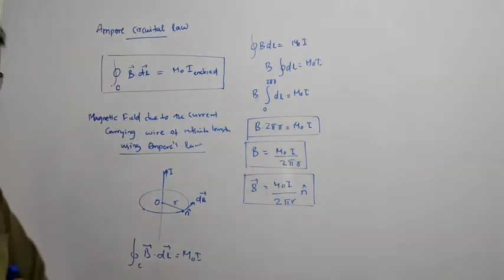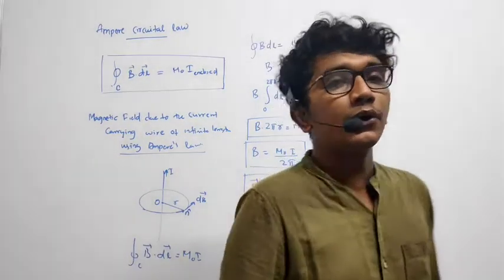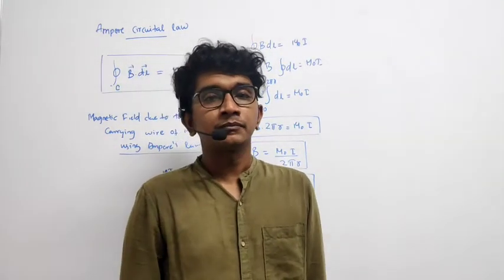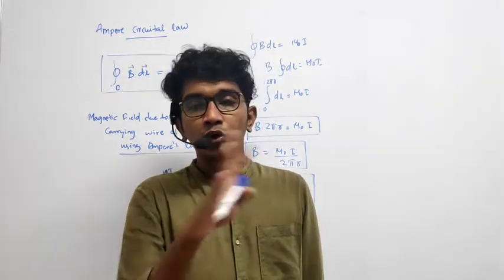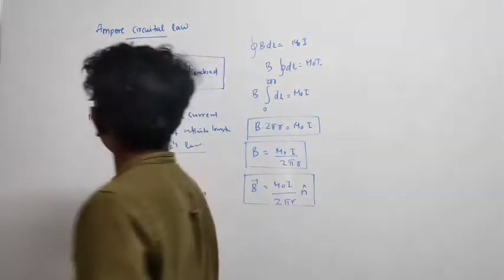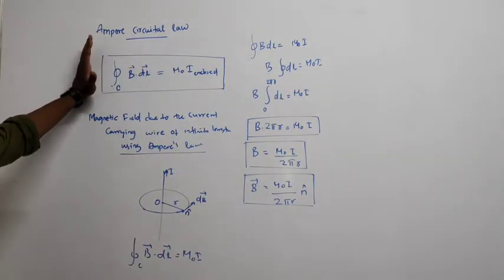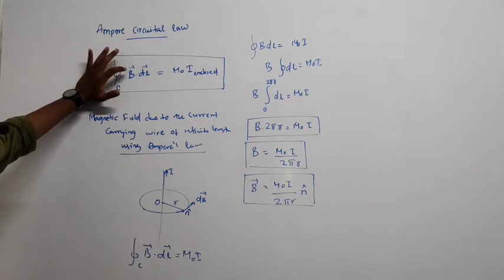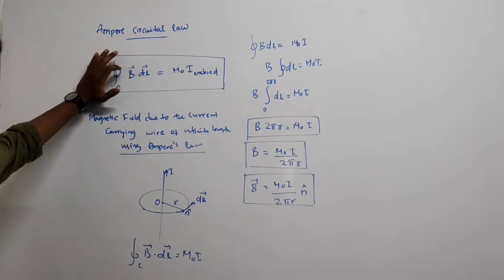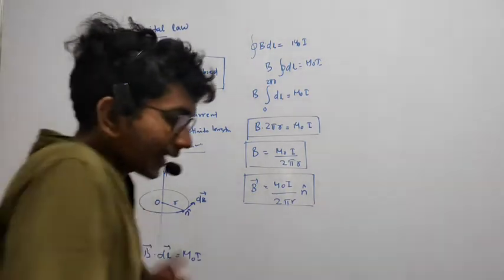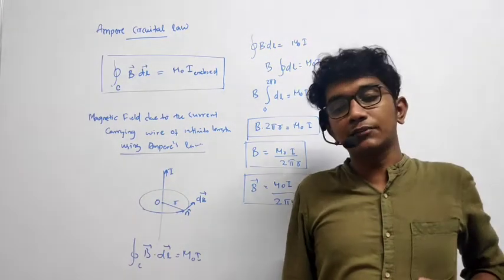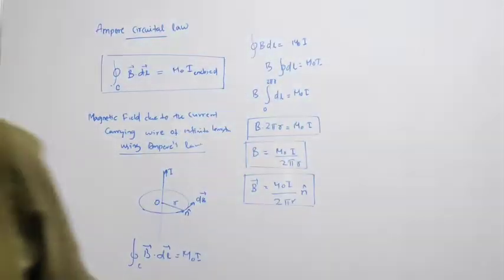So Ampere's circuital law, you can think of it as similar to this. We have also seen the similarity between Coulomb's law and Biot Savart law. In a similar way, you can find some similarities between Gauss's law and Ampere's circuital law. So let's discuss what Ampere's circuital law is. The closed integral of B dot dl is equal to mu 0 I enclosed. This is the total magnetic integral B dot dl, which is equal to mu 0 times I enclosed, that is, the total current enclosed.